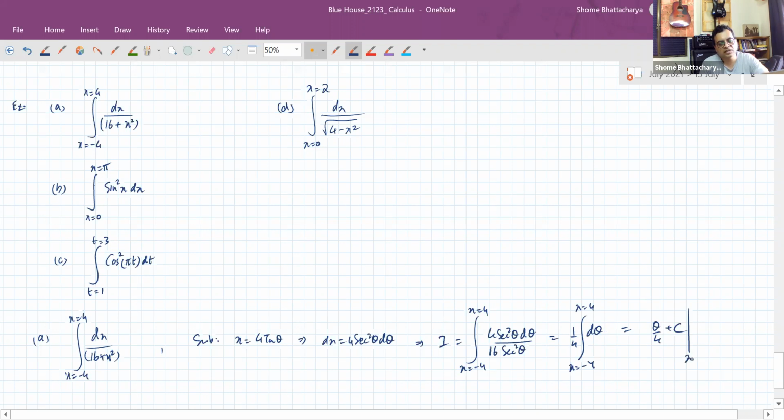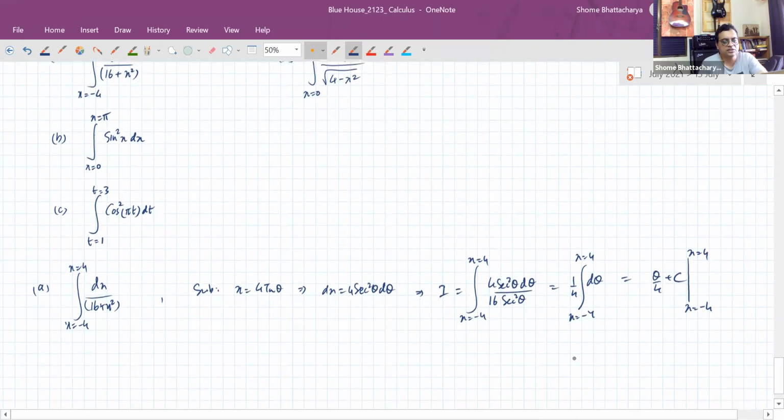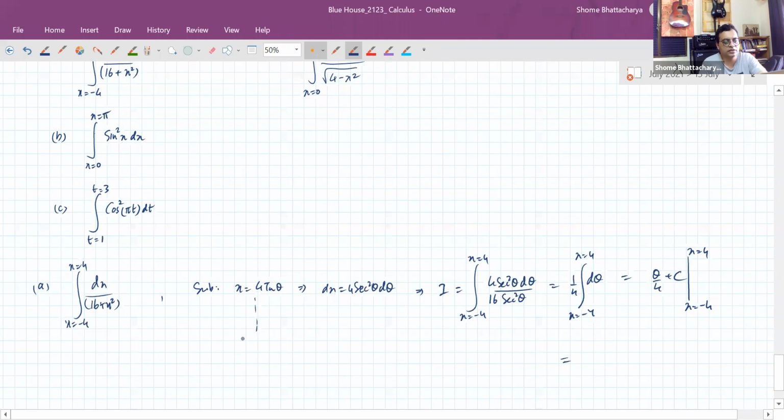Now the limits are in terms of x, so we have to replace theta properly. So finally, replacing theta in terms of x, you can see that tan theta is x by 4. So that means theta is tan inverse x by 4. So the integral is 1 upon 4 tan inverse x by 4 plus c. There is the antiderivative. Now we have to put the limits.